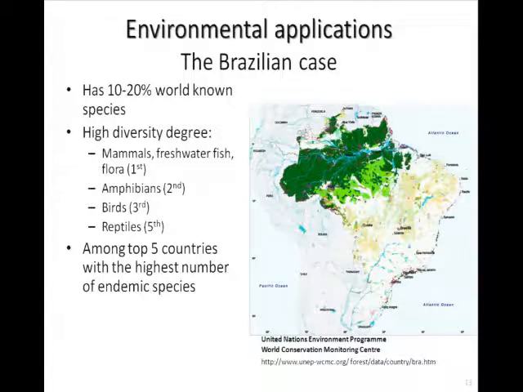If you look at the Brazilian case, for instance, just to let you know, in Brazil we have between 10 and 20% of all world known species. We have a high diversity of species there. For instance, Brazil is number one in mammals, freshwater fish, and flora. We are number two in amphibians, third in birds, and fifth in reptiles. And we are among the top five countries with the highest number of endemic species. It means the species that only occur in Brazil. Okay, so there are lots of opportunities for monitoring this kind of species there.